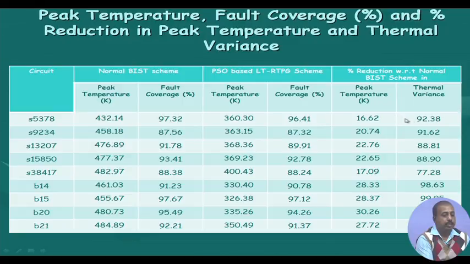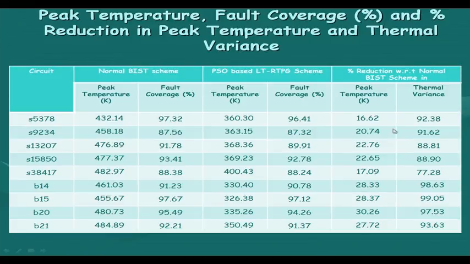So you see that there is a huge improvement in the thermal variation, and also considerable improvement in the peak temperature. Of course, fault coverage reduces because the emphasis is more on the criticality factor, which tries to minimize the temperature rather than the fault coverage. So fault coverage suffers.